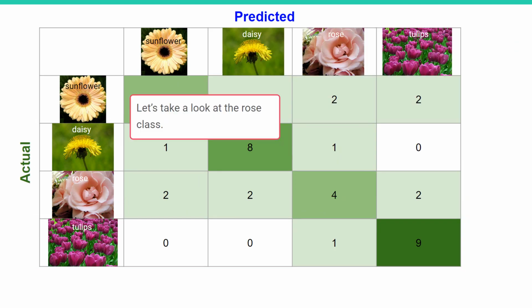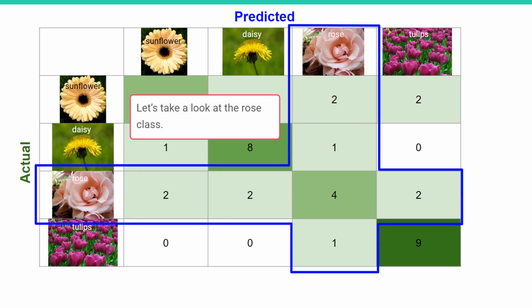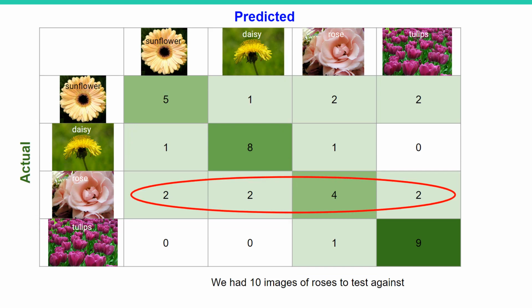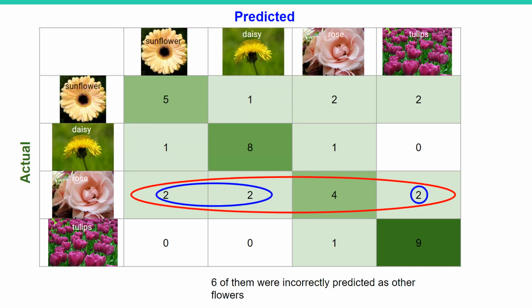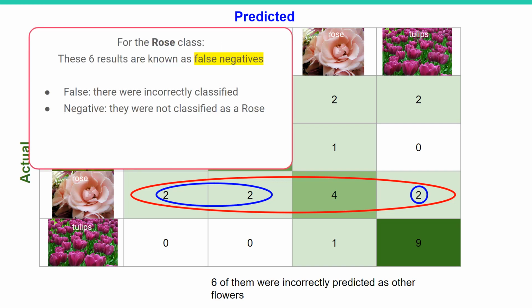Now let's take a look at the rose class. So for each class, we're going to generate those 4 same statistics. Looking at the row, we see we had 10 images of roses to test against. At the intersection of the row and the column, we have 4, which is indicating that 4 images of roses were correctly classified as roses. And these are true positives, true because they were correct, and positive because they belong to the rose class. The other 6 images of roses were incorrectly classified, and so these are false negatives.